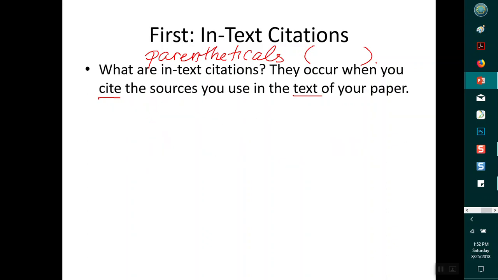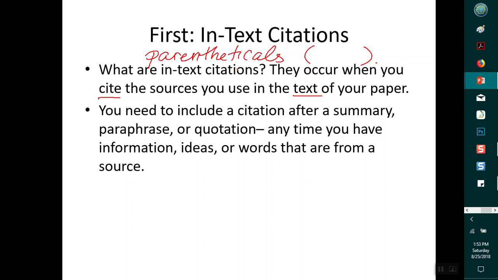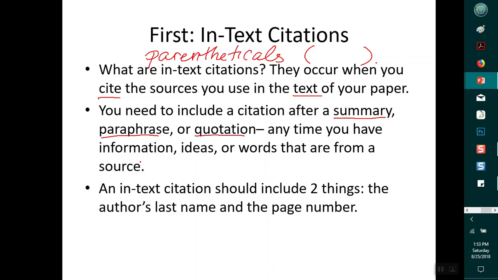They're different from the citations that come in the works cited page, which you're not going to be doing for this week. You're not going to have a works cited page until next week. And there's other videos about how to do that, but we'll just talk about the in-text citations today, the things in the text of your paper. So you need to include citations after you have a summary, a paraphrase, or a quotation. Really, anytime you have information, ideas, or words that are from another source. So anything that's not your own words, not your own ideas, not your own information.